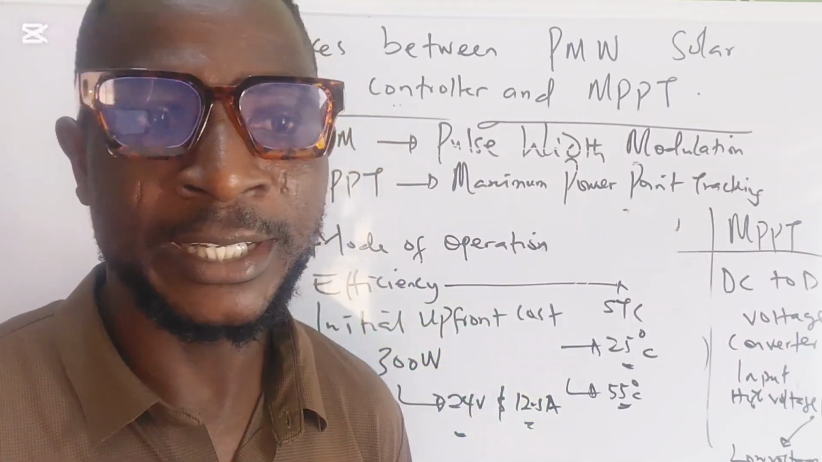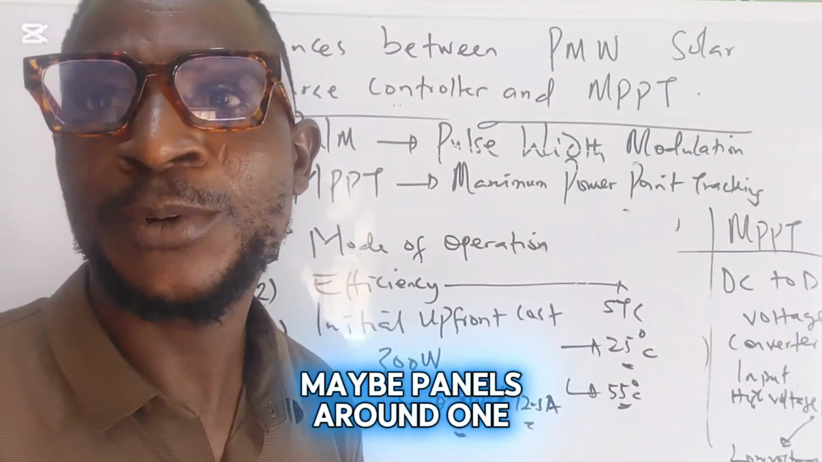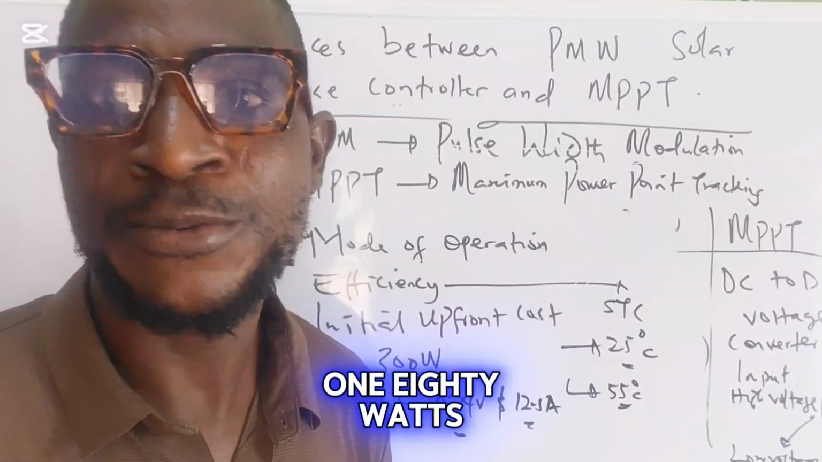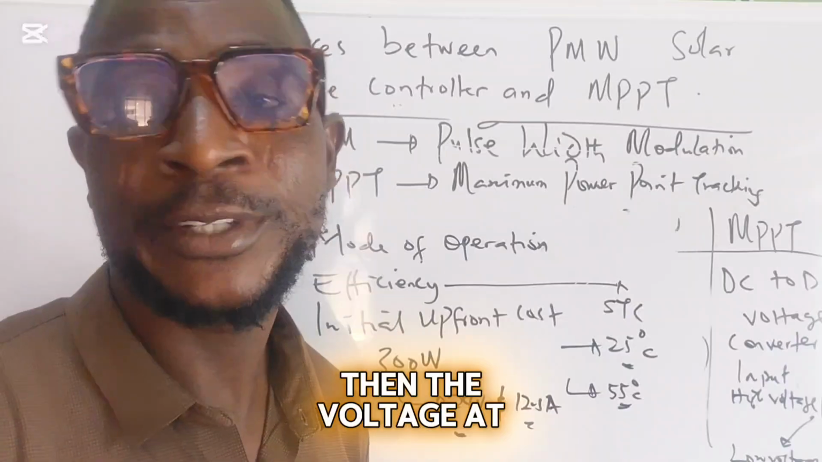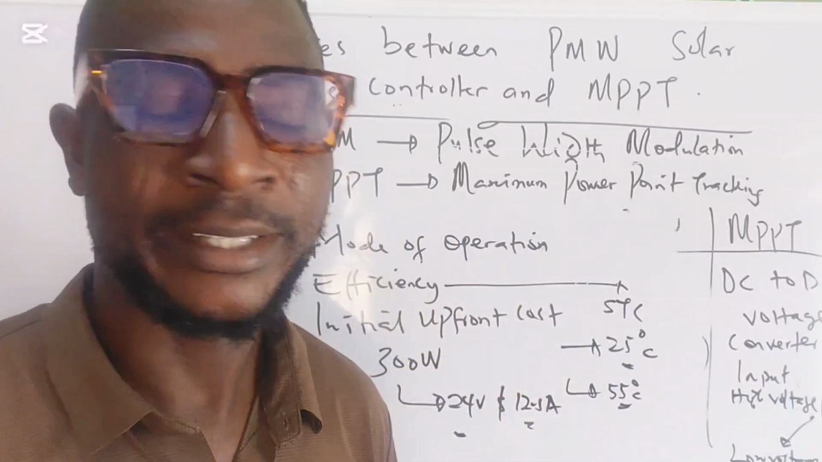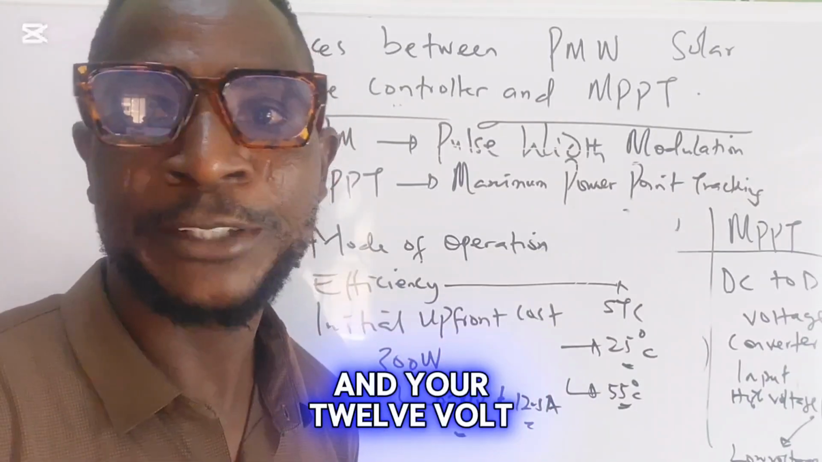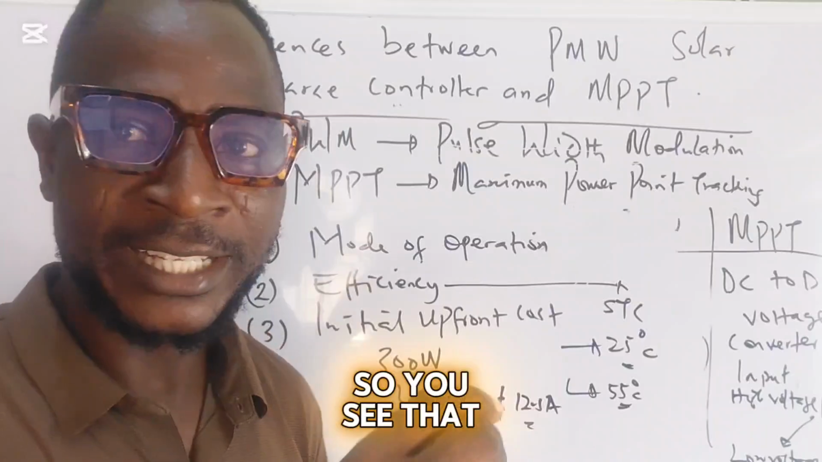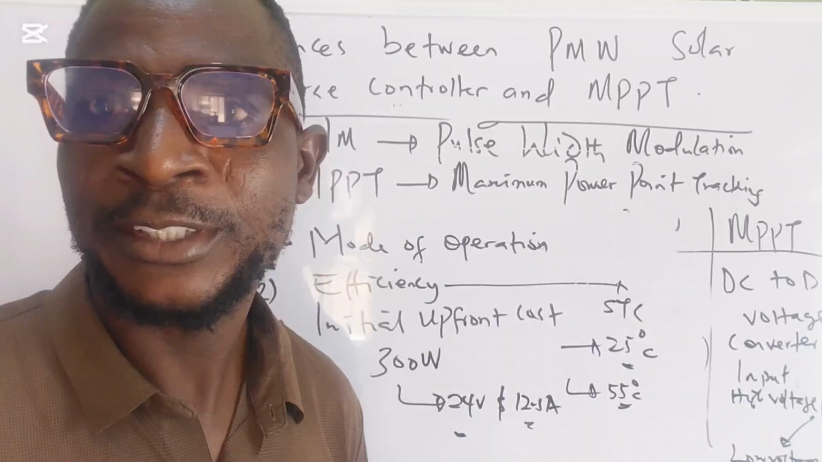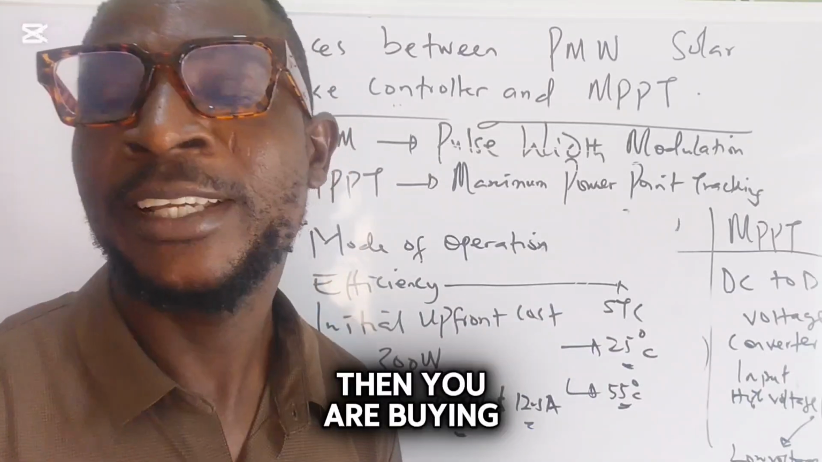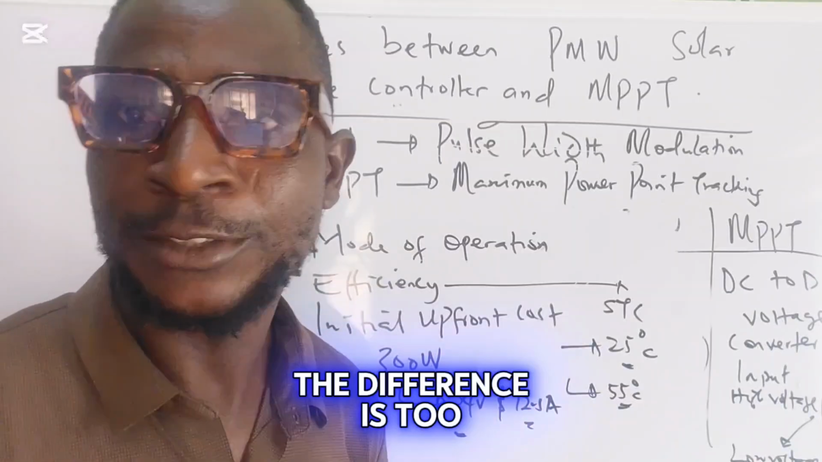If you are doing a 12 volt system, you should get panels that are around 180 watt. Maybe the open circuit voltage will be around 80 volts, then the voltage at maximum power will be around, let's say, 16 point something, and your 12 volt battery will get fully charged at 14. So you see that at the end, the difference will not be much. So you don't install a 12 volt system using a PWM charge controller and then buy a 24 volt solar panel. The difference is too much.